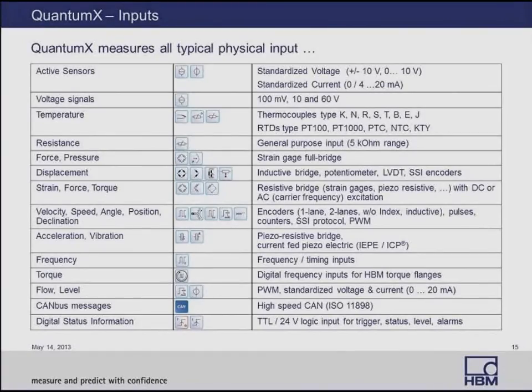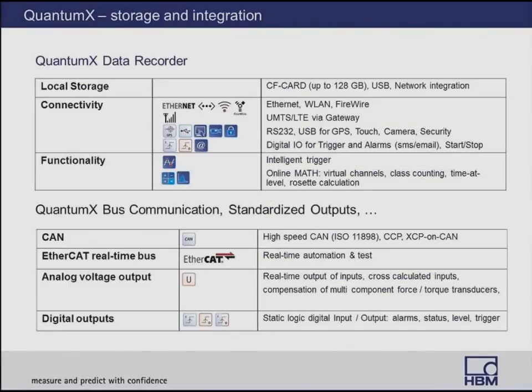Not only can QuantumX do analog input measurement and CAN bus measurement, it also has the capability of doing analog output as well as digital input and digital output. And overall, the QuantumX data acquisition system also supports data recording and various bus communication capability, such as EtherCAT, which is a real-time bus, and onboard real-time calculations of various types of channels.